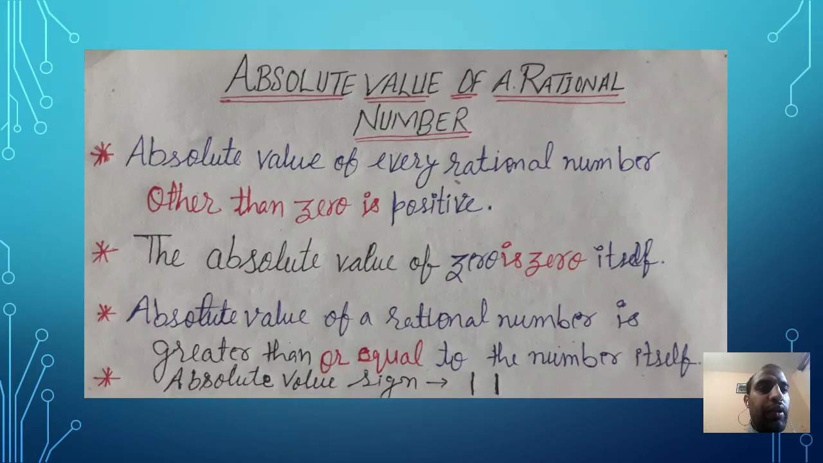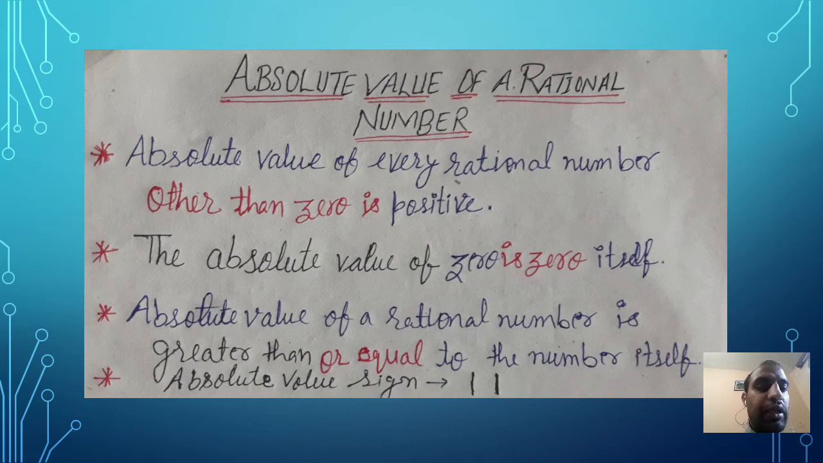First, absolute value of a rational number. We need to keep these important points in mind while calculating absolute value. First, the absolute value of every rational number other than 0 is positive. This absolute value is always positive, and the absolute value of 0 is 0 itself. Third important thing, the absolute value of a rational number is greater than or equal to the number itself. You can see sometimes we can take a negative number, and a negative number also gives a positive answer.